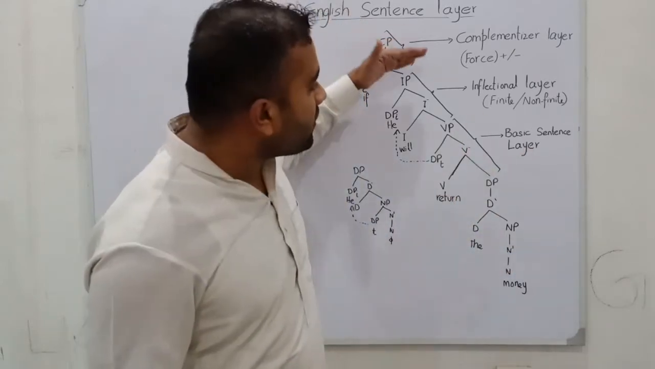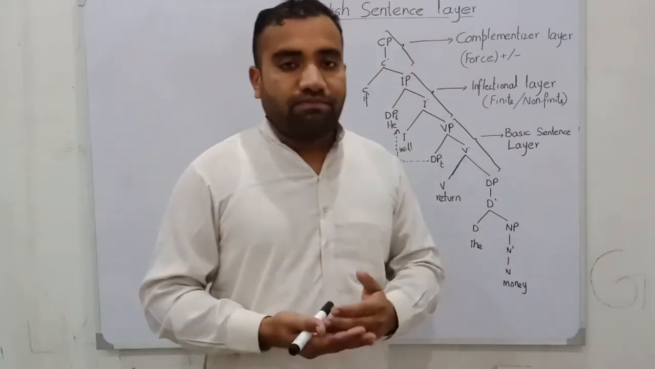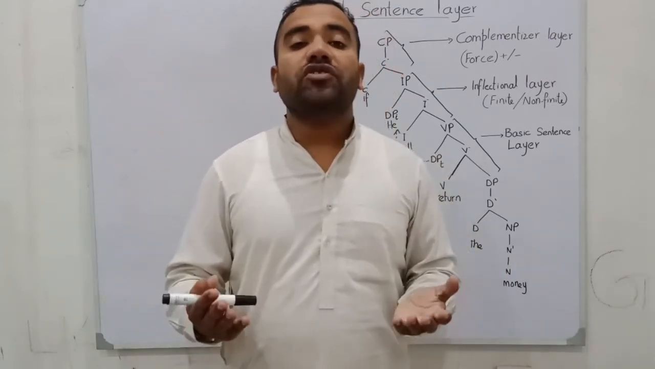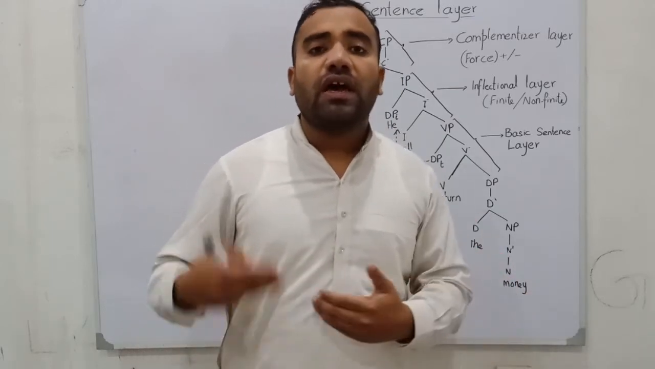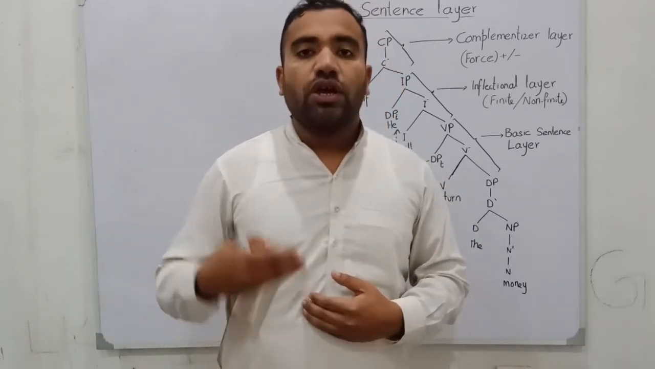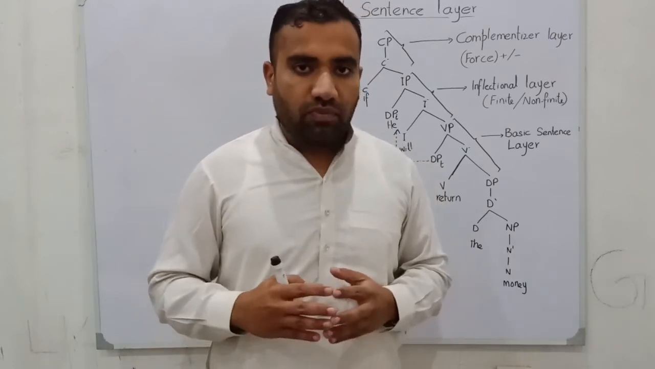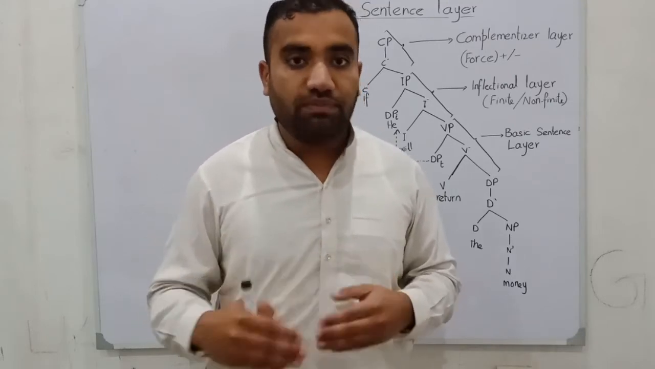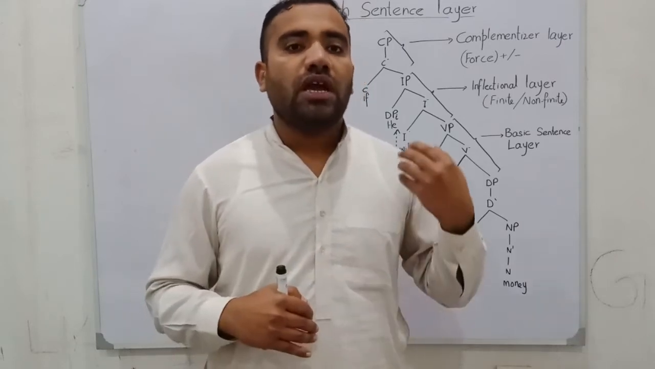And above this second layer we have the last layer, that is the complementizer layer, which tells us the force of the sentence. Every sentence has a different force. It is the human ability: humans can speak diverse types of sentences. The sentence can be simple, negative, interrogative, imperative, or exclamatory.